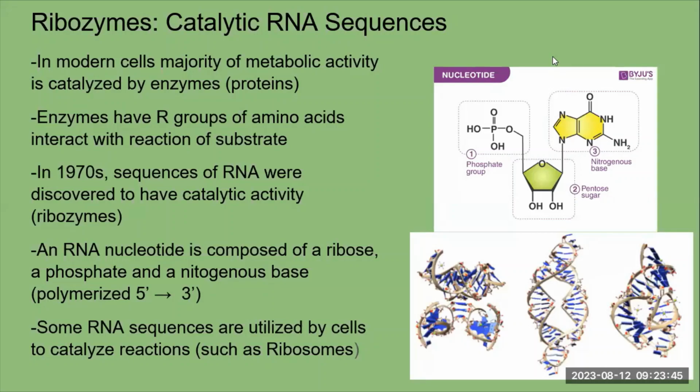Enzymes catalyze the majority of metabolic reactions in living organisms, and they do so via interactions between the variable R groups and the substrate. However, in the 1970s, it was discovered that RNA sequences can have catalytic activity as well, and these sequences are known as ribozymes. RNA, like DNA, is composed of many nucleotides, and each nucleotide is made up of a ribose sugar with a nitrogenous base on the first carbon and a phosphate group on the fifth carbon. When joined in a sequence, the nucleotide will join the phosphate group to the third carbon of the adjacent nucleotide. To this day, some RNA sequences are still used by cells to catalyze reactions, such as the ribosome, which translates messenger RNA sequences into proteins.